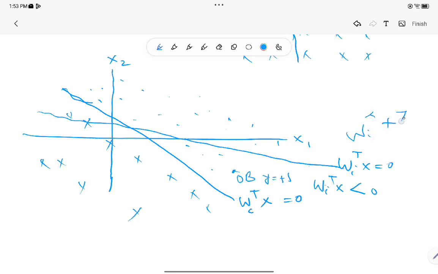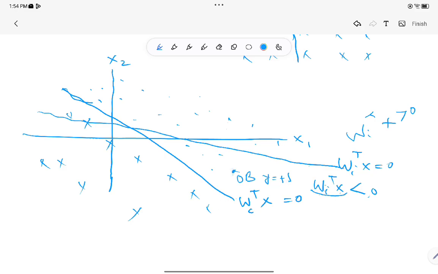w^T x greater than 0, positive here. Okay, now this is c, this is negative here. For this point, for example, w^T x is less than 0, and for this point y is +1.